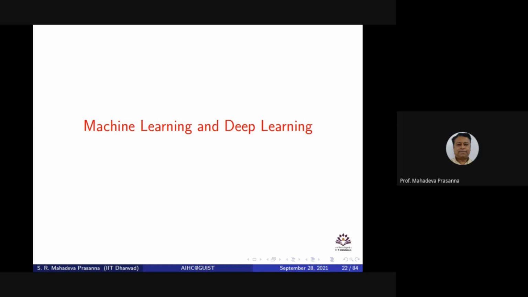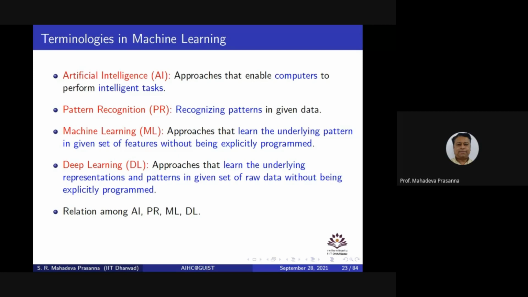So for that, getting some basics of machine learning and deep learning becomes important. Of course, you might have studied this as part of elective courses. For the benefit of the community who are new, I would like to give a brief overview, because we use these terminologies very interchangeably: artificial intelligence, pattern recognition, machine learning, and deep learning. However, when these terms were originally coined in the literature of human-computer interaction, they had specific meanings.